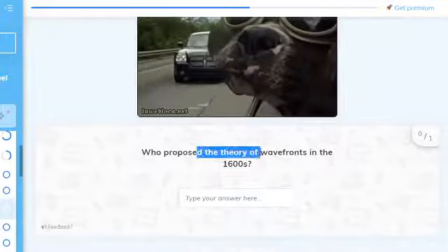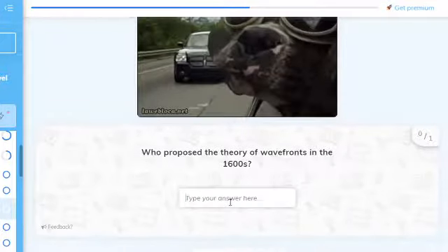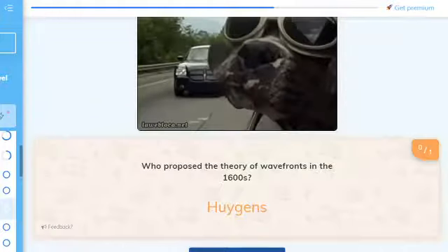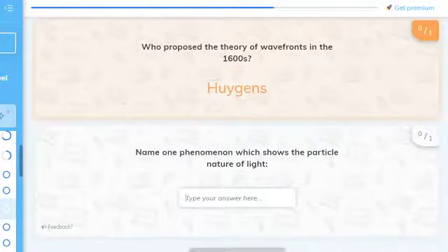Who proposed the theory of wave fronts? Wave fronts. So Newton did it, but he didn't do wave fronts. So it is the Huygens guy. Okay, I know who it is. Oh, it is actually spelled how I pronounced it.